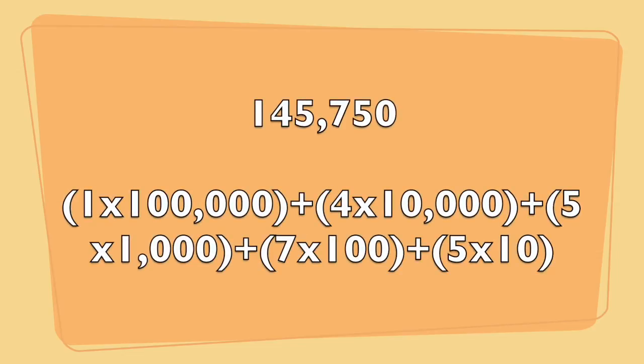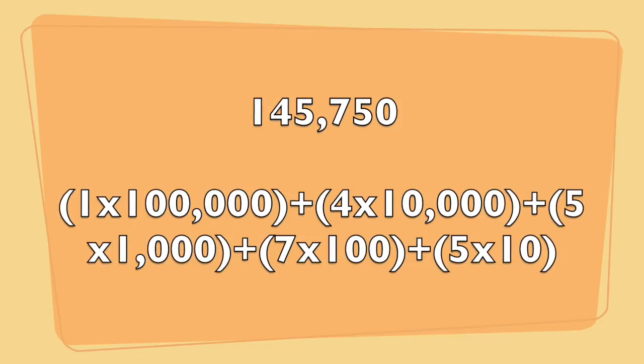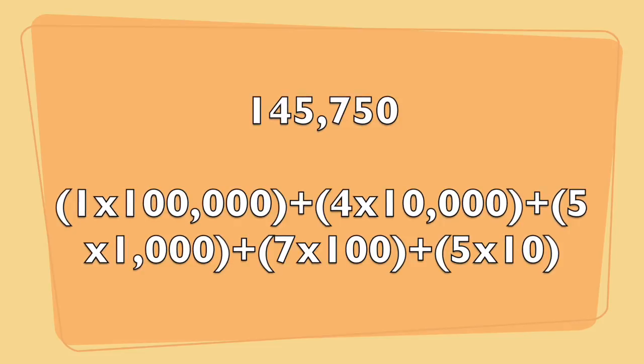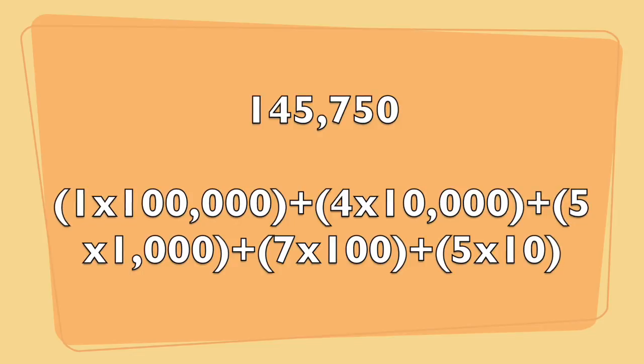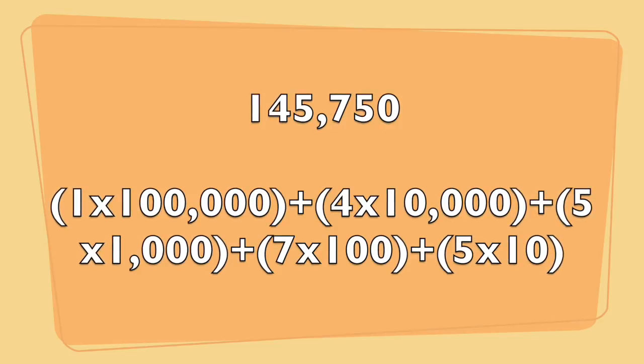To start, we are going to take a number and break it apart based on its place value. Let's take the number 145,750. We start at the left end of the number and see we have one set of 100,000. We then move on to the next number and have 4 sets of 10,000. We continue to the next number and have 5 sets of 1,000. We keep repeating this process all the way down, so we have 7 sets of 100, 5 sets of 10, and no leftover ones.